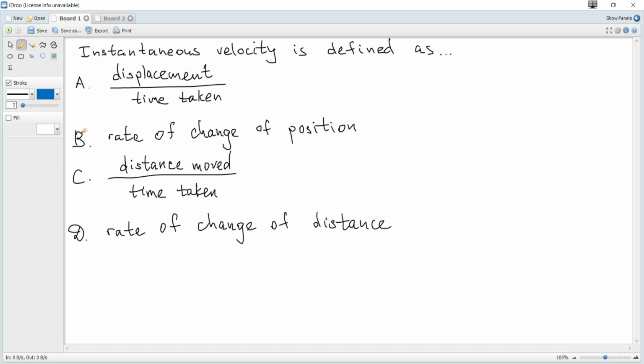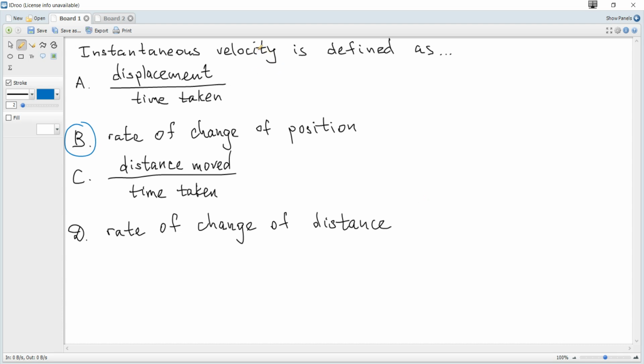And rate of change is a derivative, and from a graph it's the gradient of a tangent at some moment of time. And velocity is a vector quantity. It has a value, magnitude, and direction. Speed is the magnitude of velocity. It's a scalar quantity. It has magnitude only.